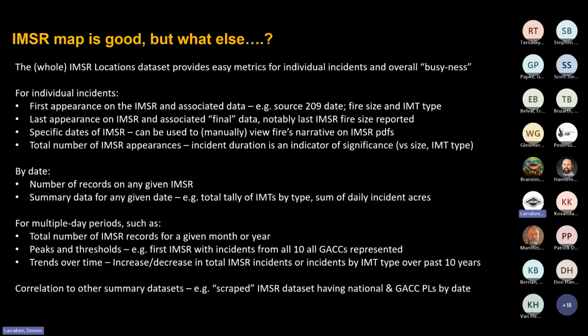And then we can summarize that data for any given day to see, for example, how many teams by type or how many acres were accounted for in the previous day's 209s. And then extending that out across multiple days, we can see which years or months had the most IMSRs or the least IMSRs. We can look for things like peaks and thresholds, for example, when all 10 of the GACs first showed up in a given year on the IMSR and how those things perhaps trended over time.